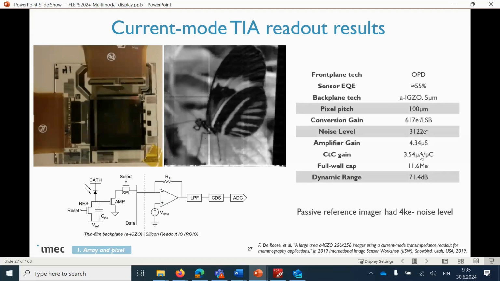And the performance is outlined on this table. We have a 100 micrometer pixel. We used amorphous silicon as a backplane technology. We have an organic photodiode on top, and also we improved the noise. Actually, there was also in the same run a passive reference imager which had 4K noise. We achieved almost 25% lower noise there, which means better pixels. And now we have actually a gain on the pixel compared to the passive pixels: from the incoming charges, we get a current out of it.